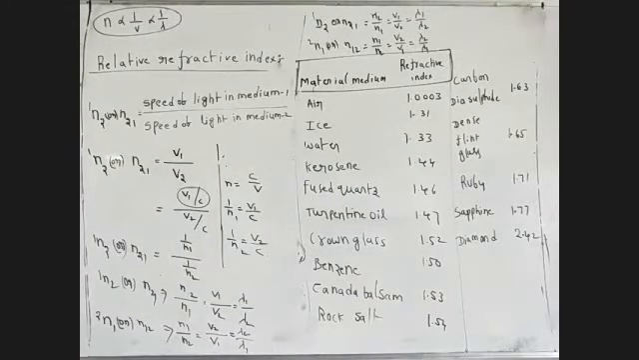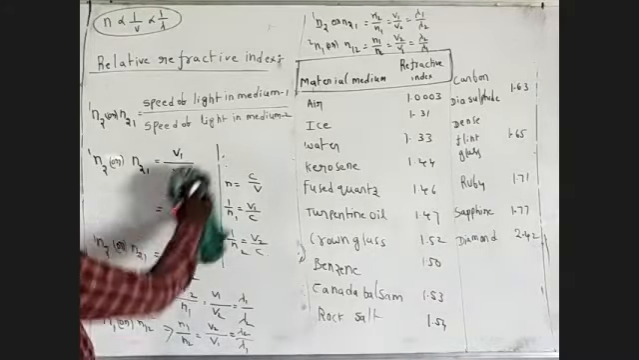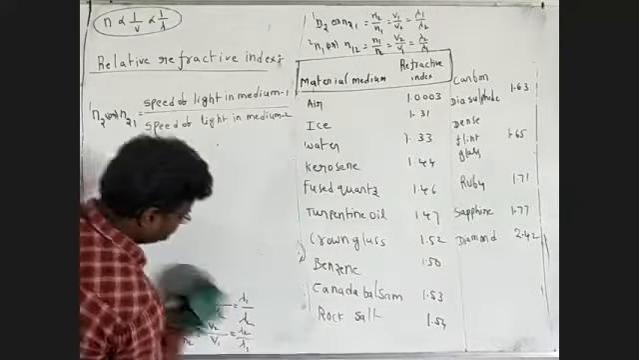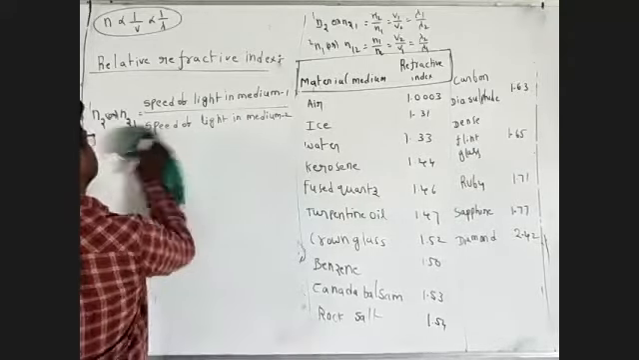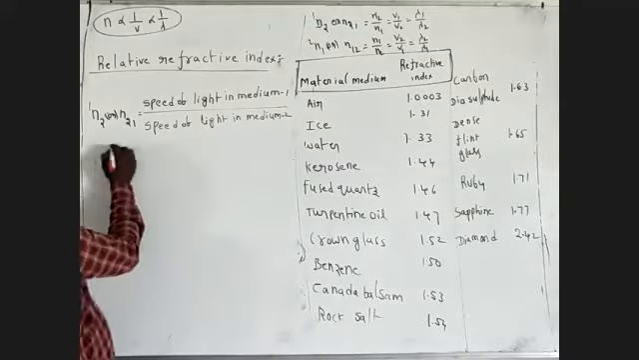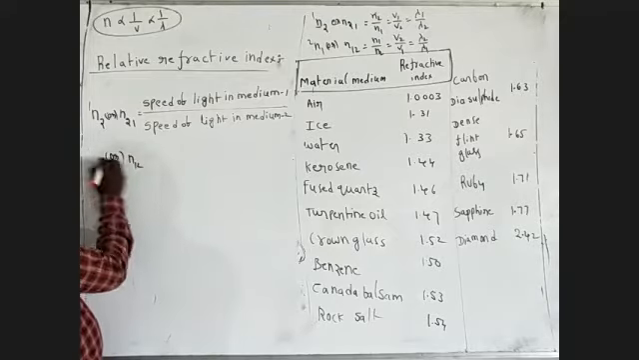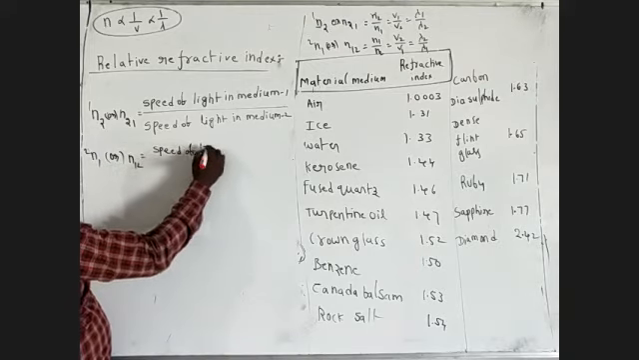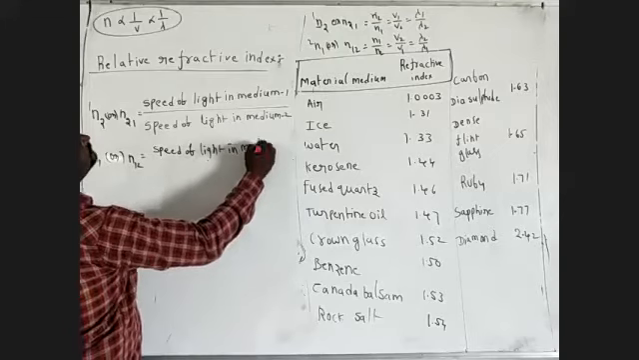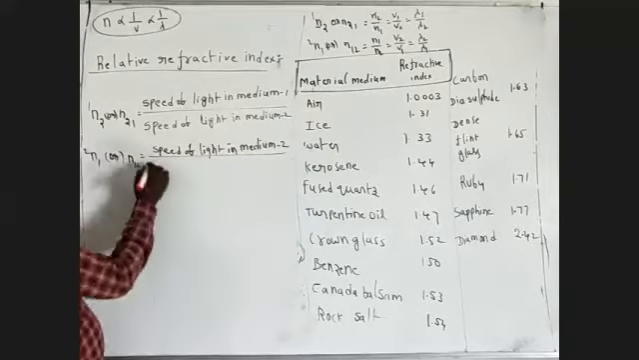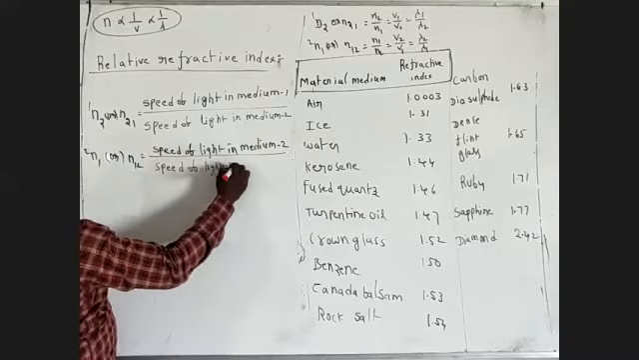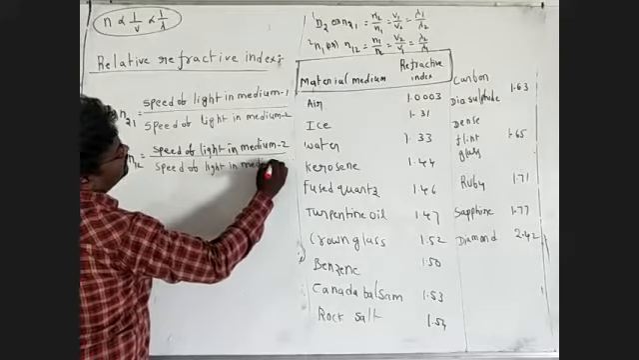Now we will be confident. This is important, keep it in your mind. Now I am going to write this: n12 equals the speed of light in medium 1 divided by the speed of light in medium 2.